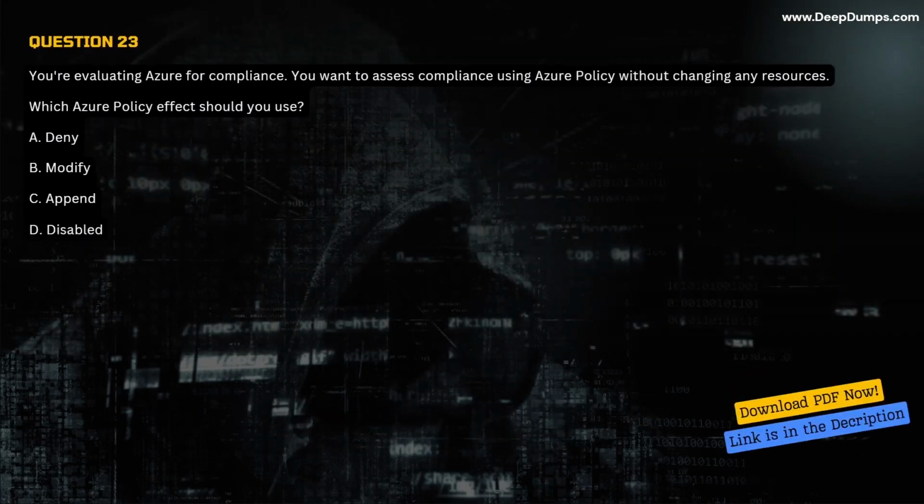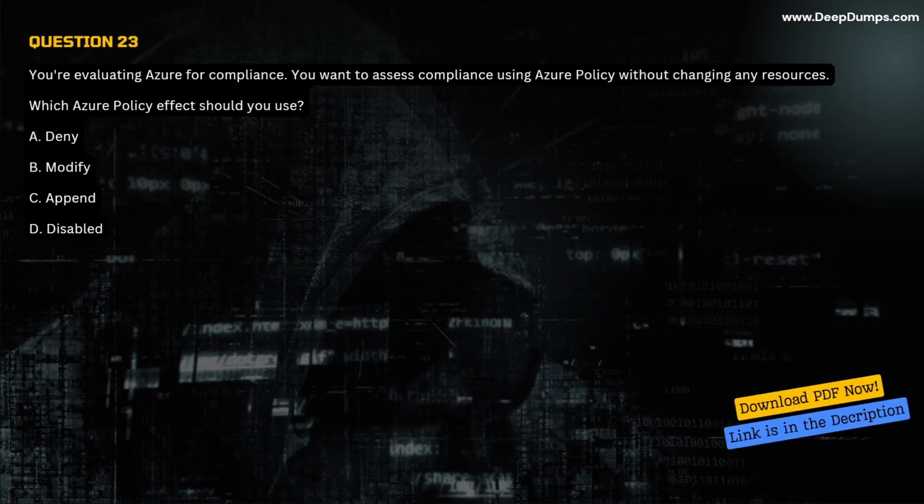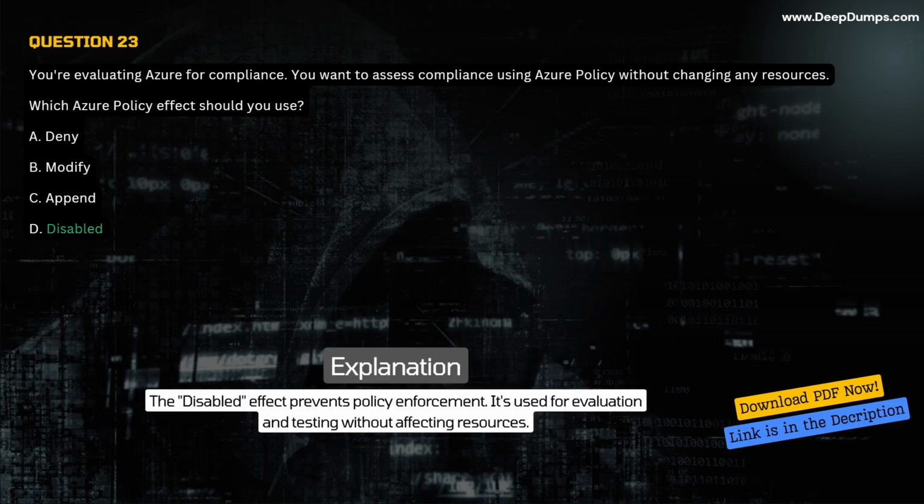Question 23. You're evaluating Azure for compliance. You want to assess compliance using Azure Policy without changing any resources. Which Azure Policy effect should you use? A. Deny. B. Modify. C. Append. D. Disabled. Correct answer D. Disabled. Explanation. The disabled effect prevents policy enforcement. It's used for evaluation and testing without affecting resources.